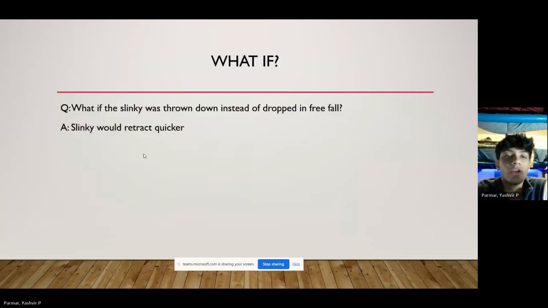So what if the slinky was thrown down instead of dropped in free fall? Well, it basically means the slinky would retract quicker. It wouldn't change anything about the motion besides the amount of time it took.